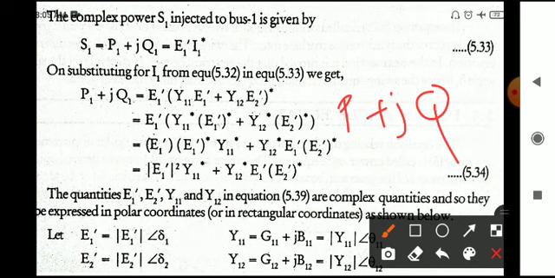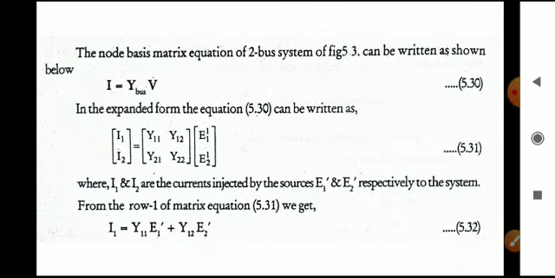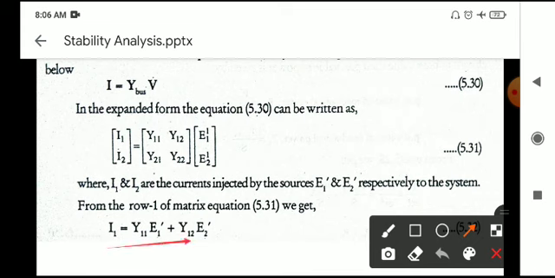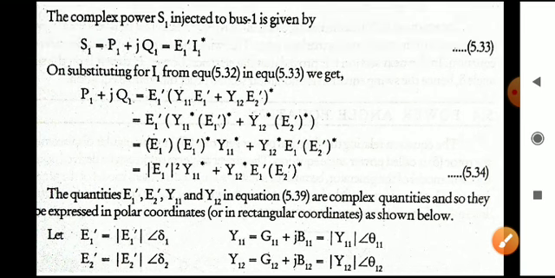E1 dash is the transient internal voltage of the generator at bus 1, and I1 is the current injected by that source. So E1 dash into I1 conjugate is the complex power; for representing the complex power we use the conjugate term. By substituting for the current I1 from the previous equation, I1 equals Y11 into E1 dash plus Y12 into E2 dash, into equation 5.33, we get P1 plus jQ1.